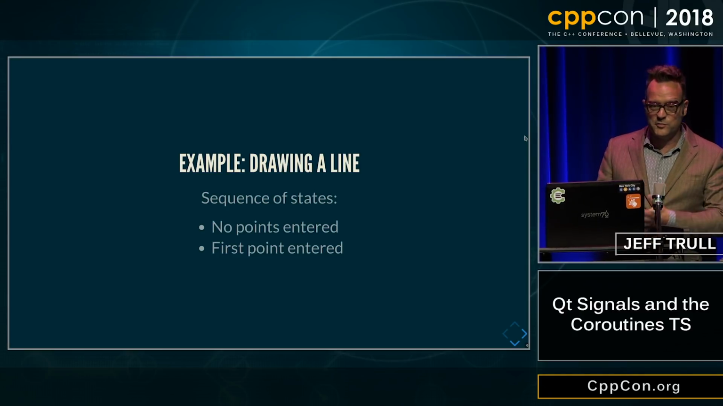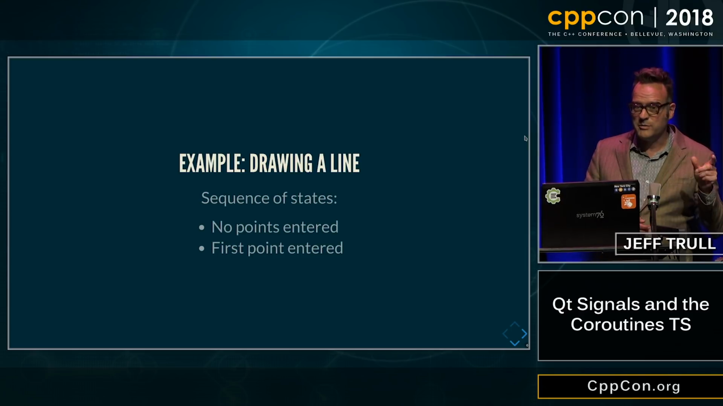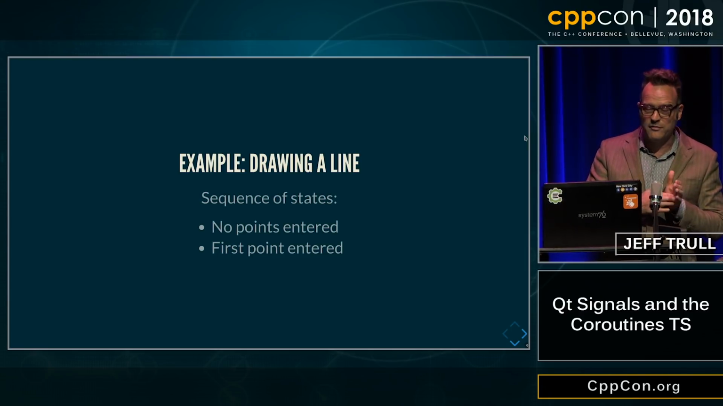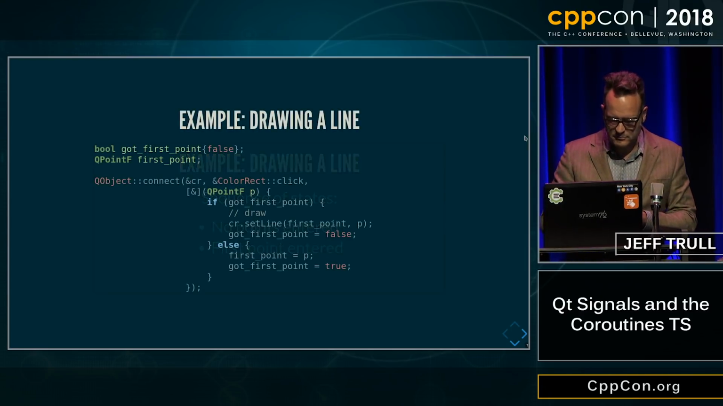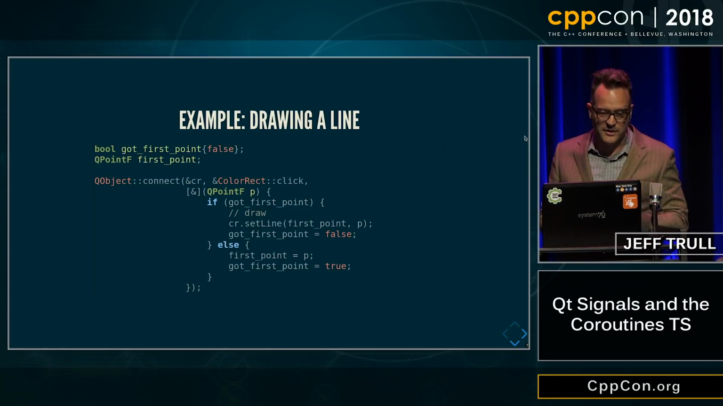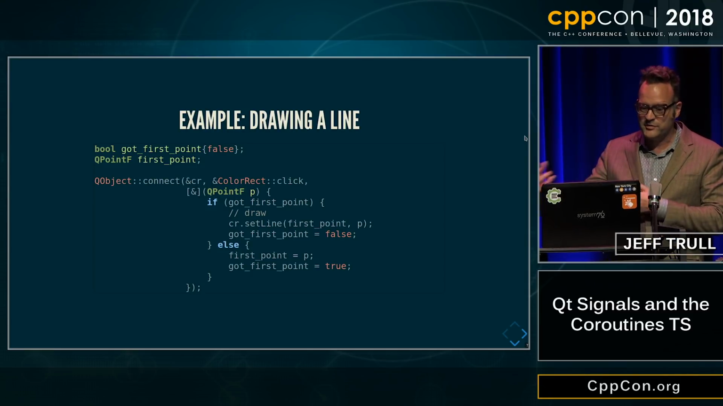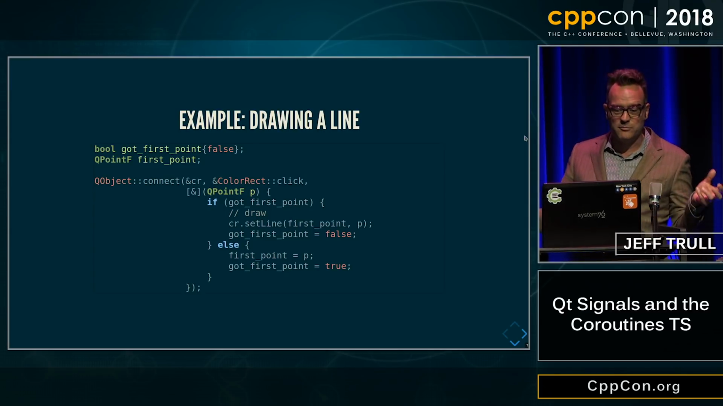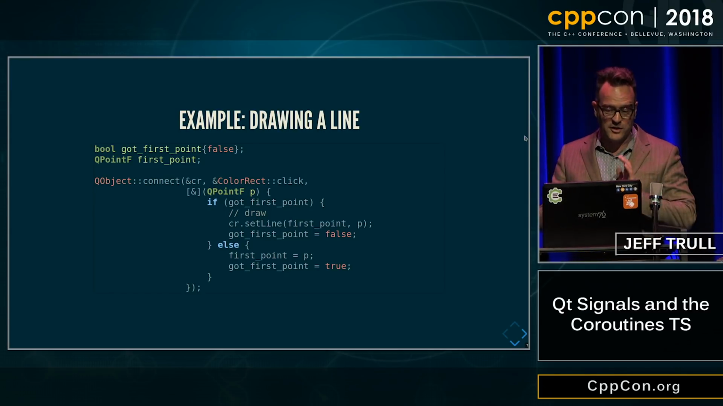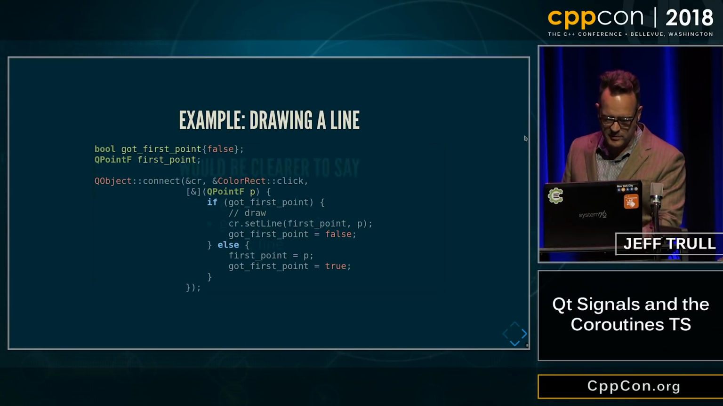The other state is the first point is entered, and then when you get another point, you're going to draw a line between the two points, the one that you already have and the one that you just received. Here's how that might look with conventional Qt signals. This is a slot. I'm connecting a signal to a slot based on a lambda where we receive a point. If I've already received the first point, then I'm going to finish the line. And if I haven't received the first point yet, then I just store it and remember that I have the first point. This is a little bit awkward.